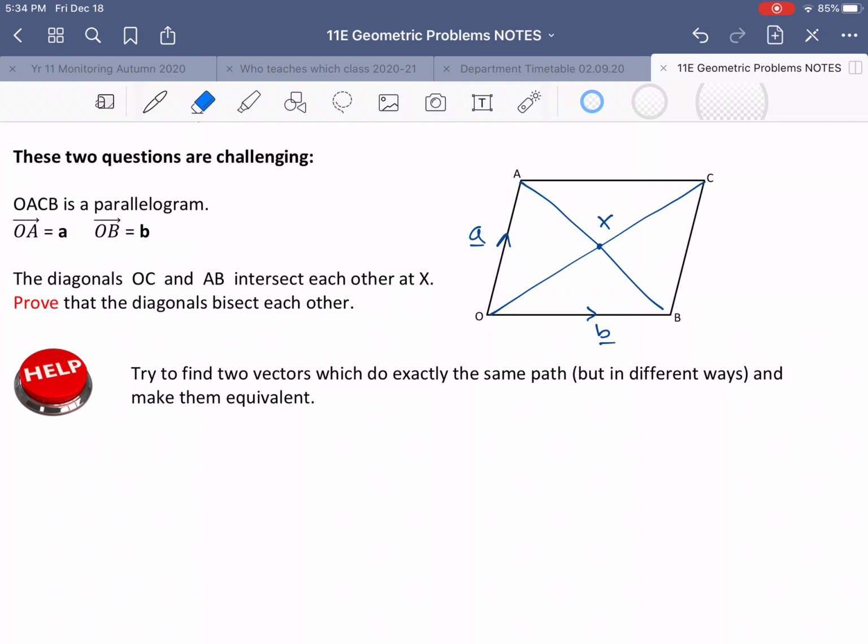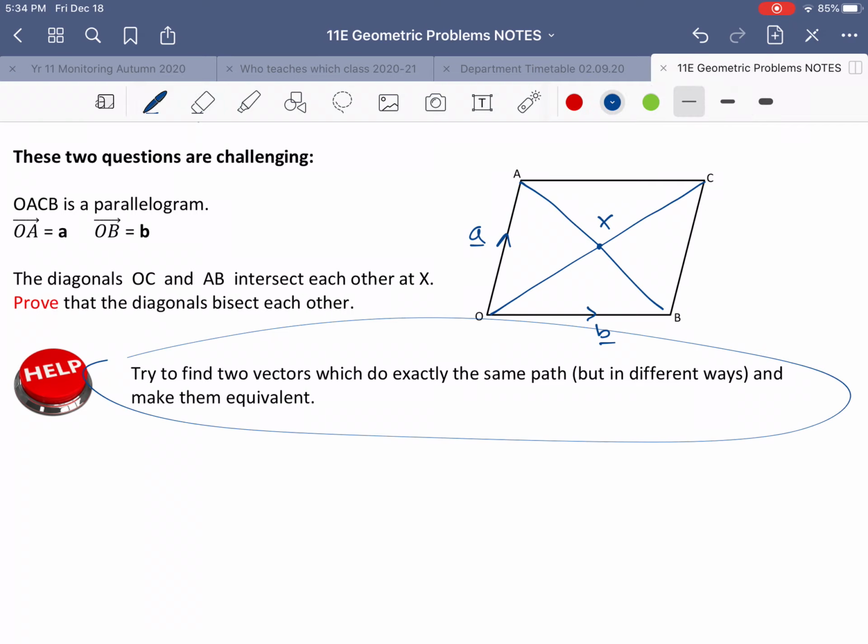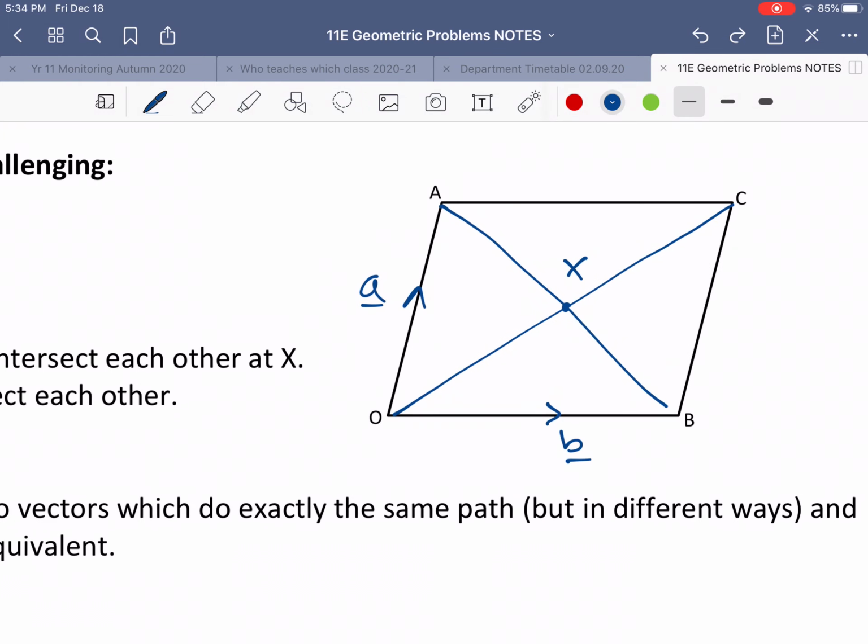So there's a little hint here with a help. And it says try to find two vectors which do the exact same path but in different ways and make them equal to each other, make them equivalent. So what we're going to do is we're going to find 2 ways to get to X from the same point. I'm going to start from the origin. So I'm going to go from the origin to this point here, but I'm going to go 2 different routes.